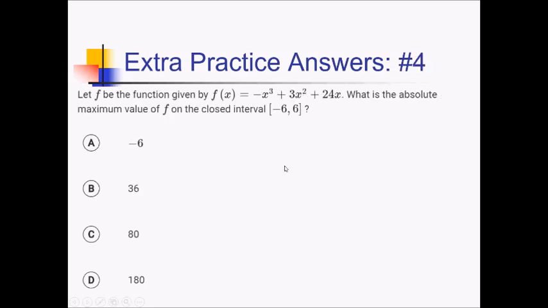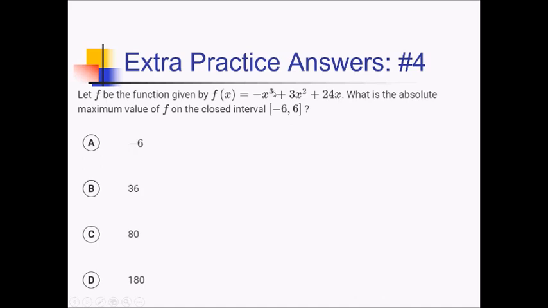For this one, we're trying to figure out the absolute max for this polynomial on the interval negative 6 to 6. So we know using the candidates test, we're going to have to try out the two endpoints. Let's see if there's other critical values that we also have to try out, because one of those might be the winner. So to find the critical values, we take the derivative and set it equal to 0.